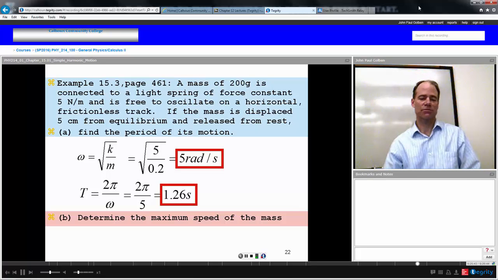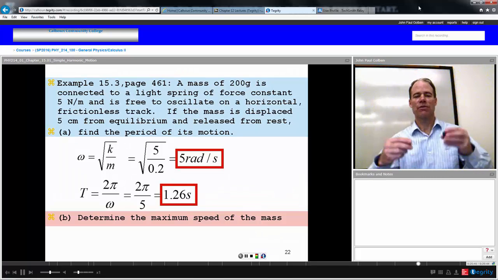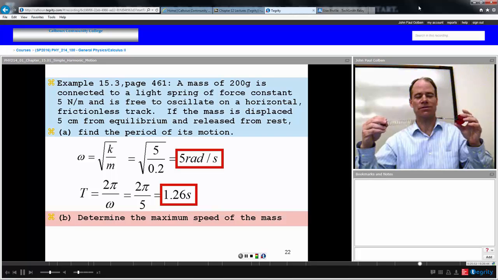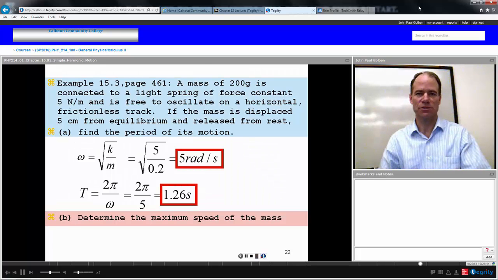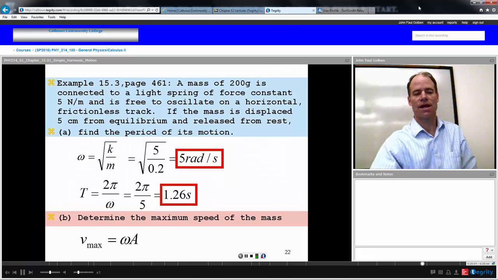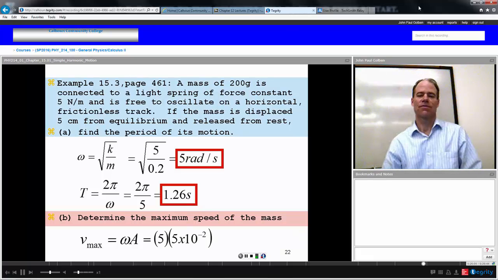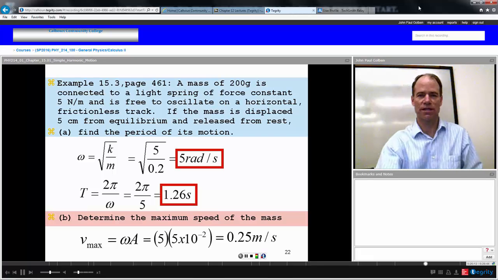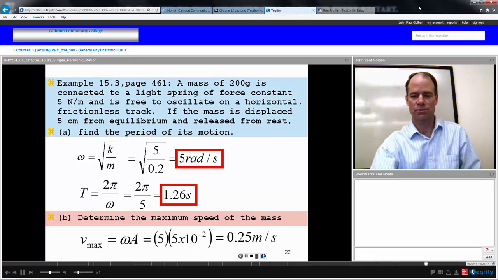What is the maximum speed of this mass? Once I start the oscillation from 5 centimeters, because I have to know the amplitude, I can find the maximum speed. Amplitude is 5 centimeters, because that's how far we pulled it from equilibrium. And hence, our maximum speed is going to be omega times that amplitude. 5 radians per second times 5 centimeters, 0.05 meters, will give us a maximum speed of 0.25 meters per second.